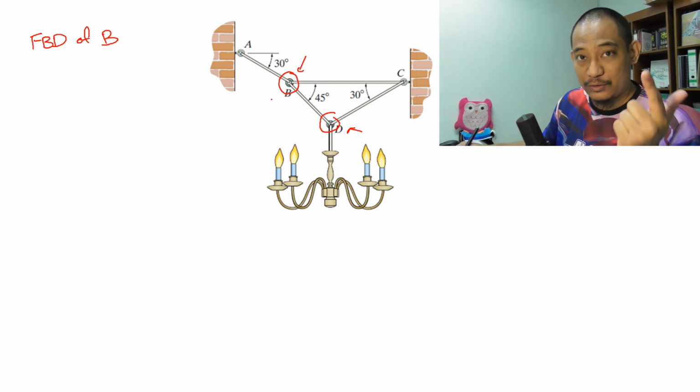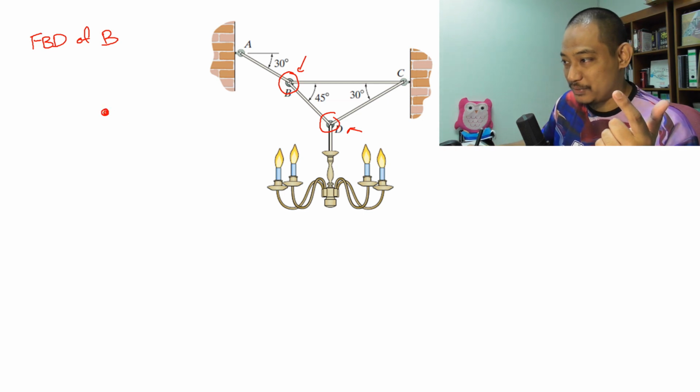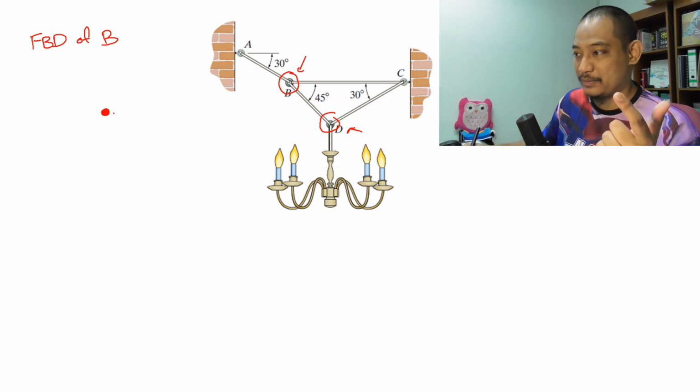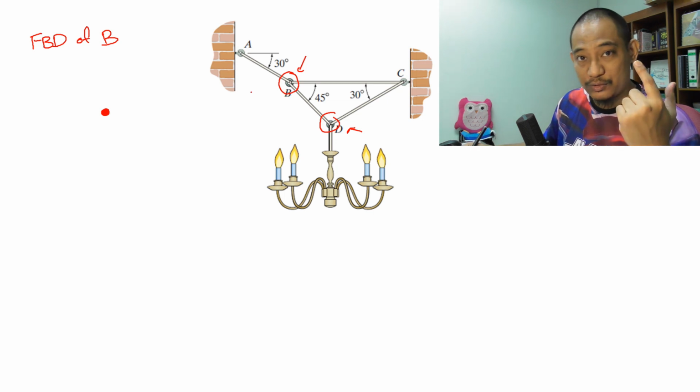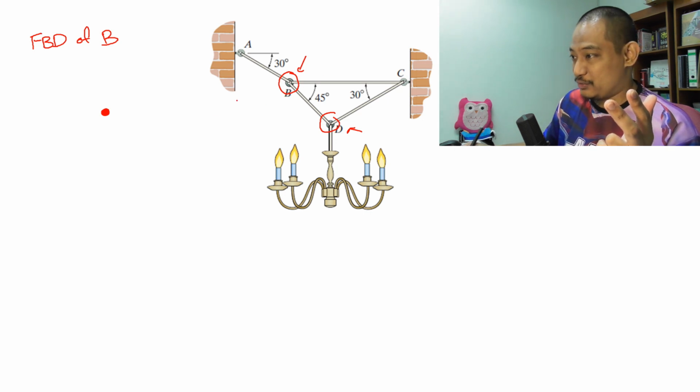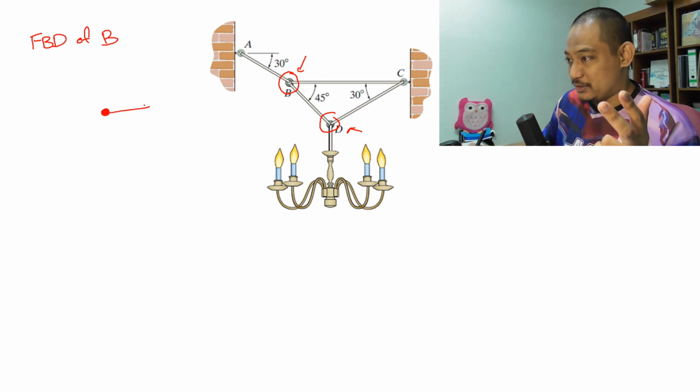And then second, draw the outline of the body. So for a particle, the body is simply that. You can draw something like that or something like a ring. So that's the outline of the body. The body is complete. Then number three, draw all the forces. In this case, you have the forces in this direction.